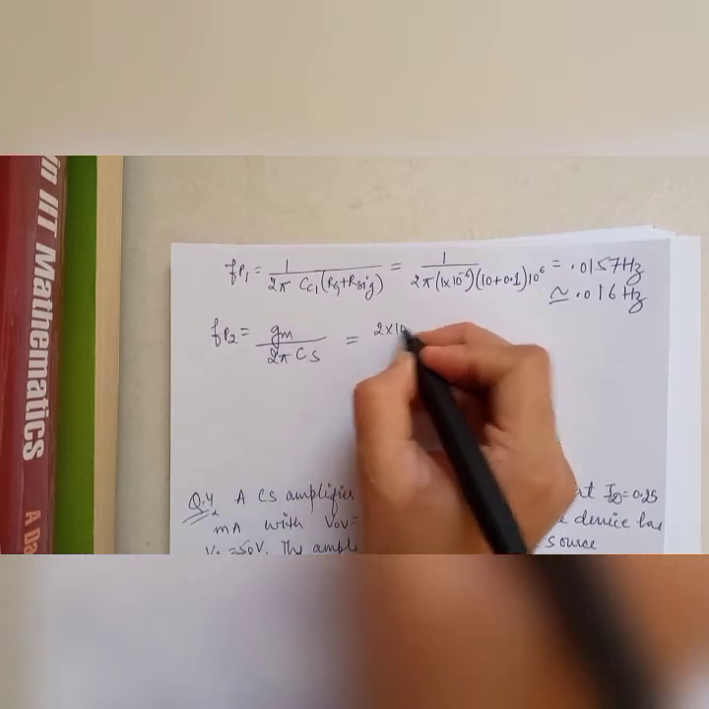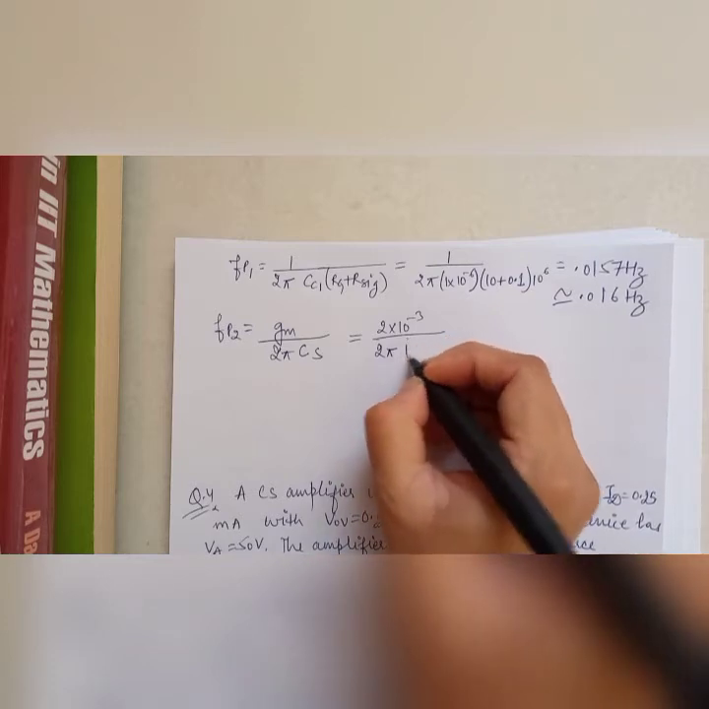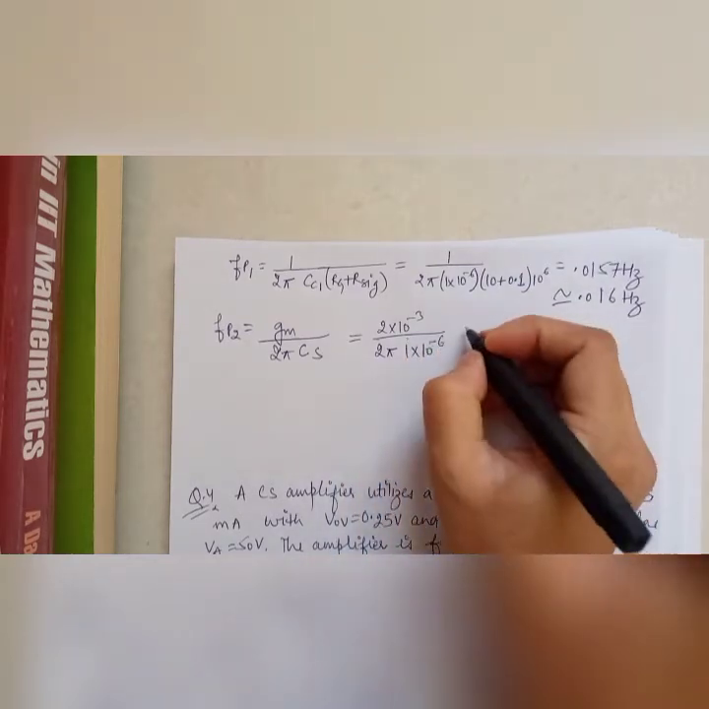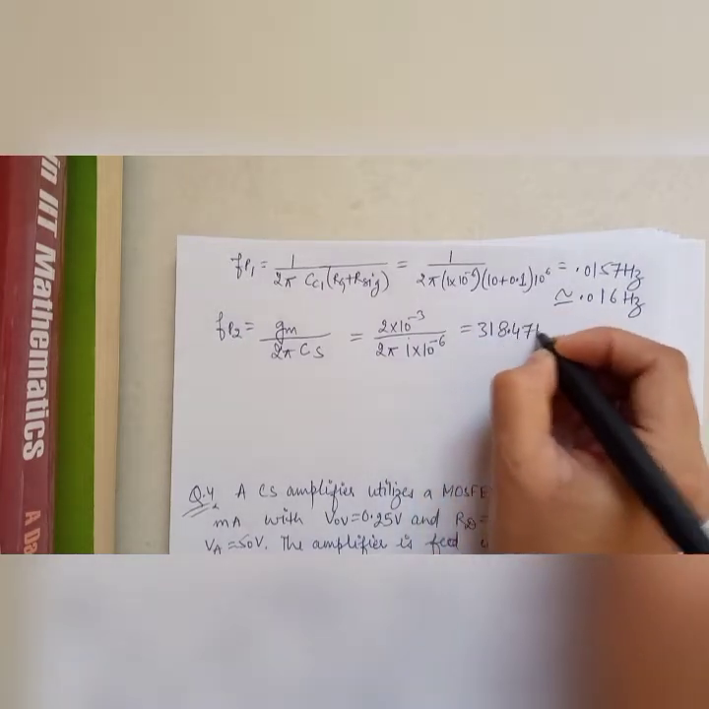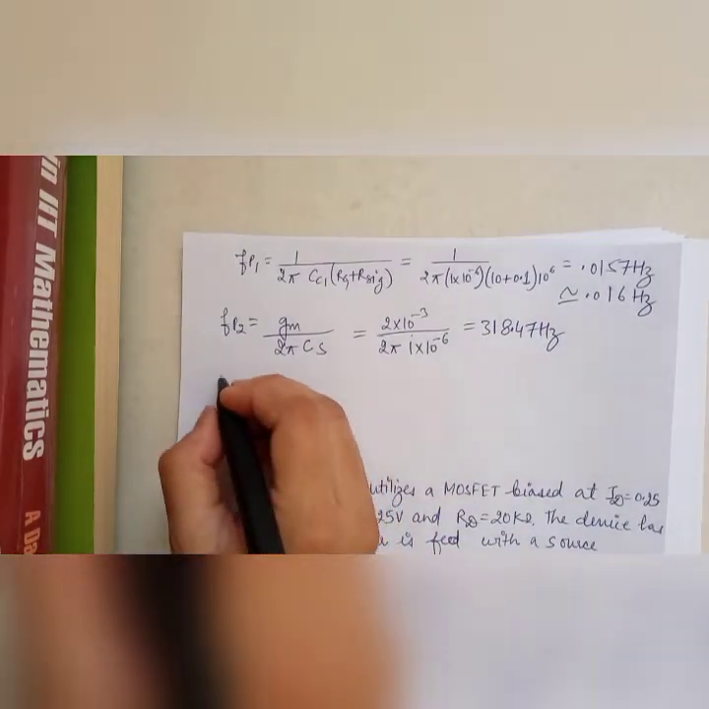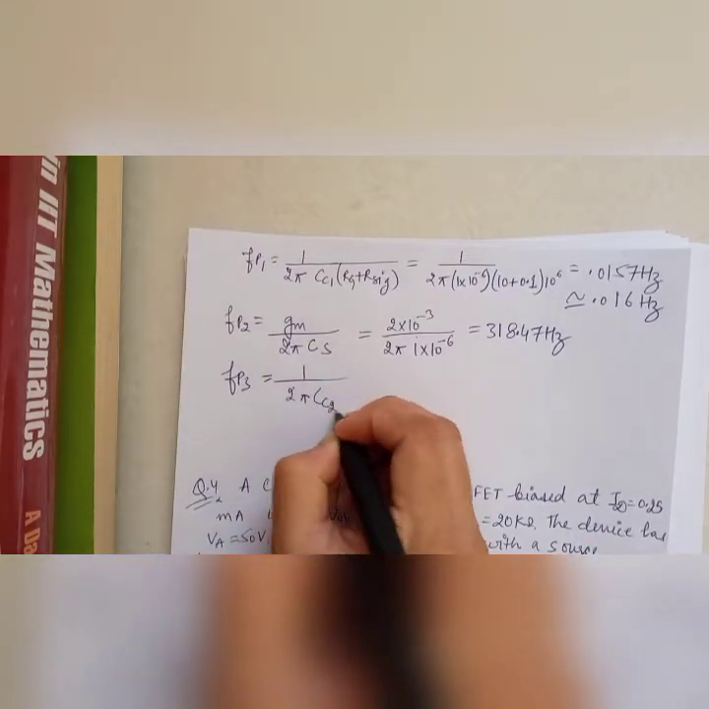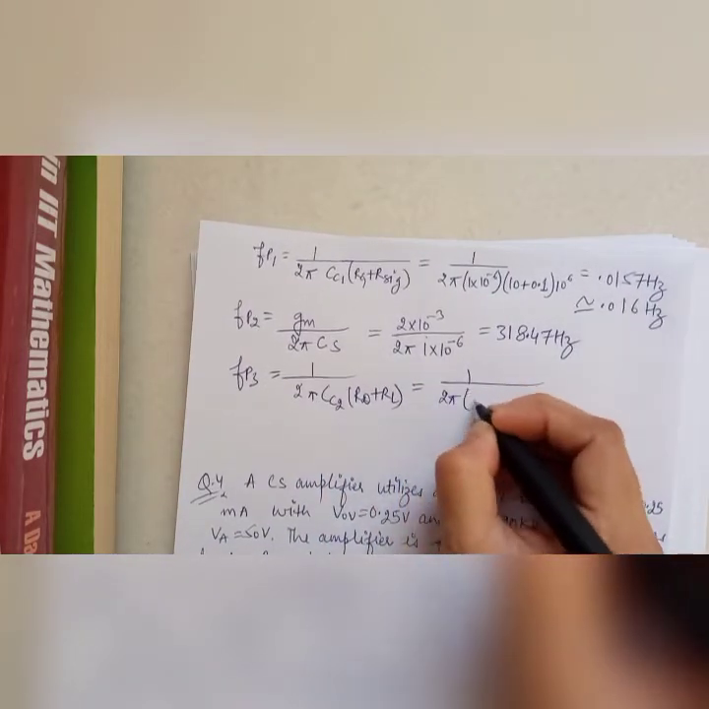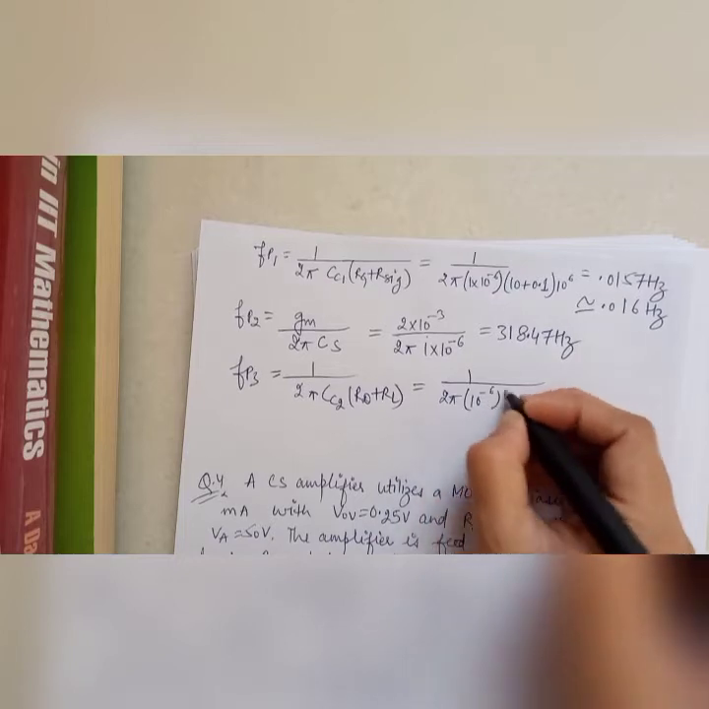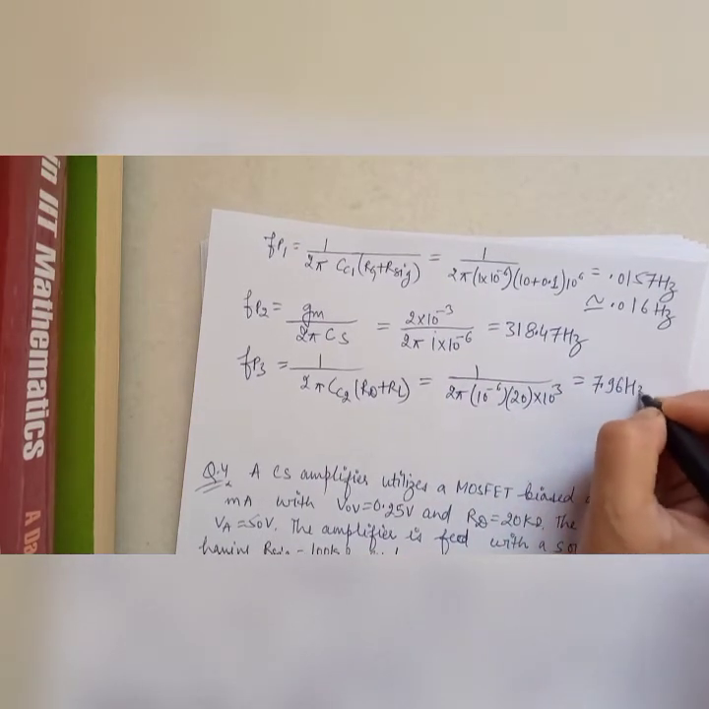GM is 2 into 10 to the power minus 3, 2 milliamperes per volt. This is 2 pi. CS is 1 microfarad. If you find out, you'll get the value as 318.47 Hertz here. Now if I calculate FP3, FP3 is 1 upon 2 pi CC2 (RD plus RL). Substitute the value here. CC2 is 1 microfarad, 10 to the power minus 6. RD plus RL means 10 plus 10, 20, 10 to the power 3. If you solve, you will get 7.96 Hertz here.